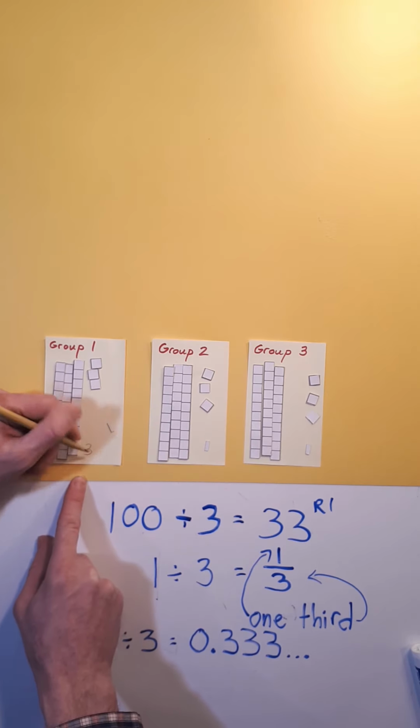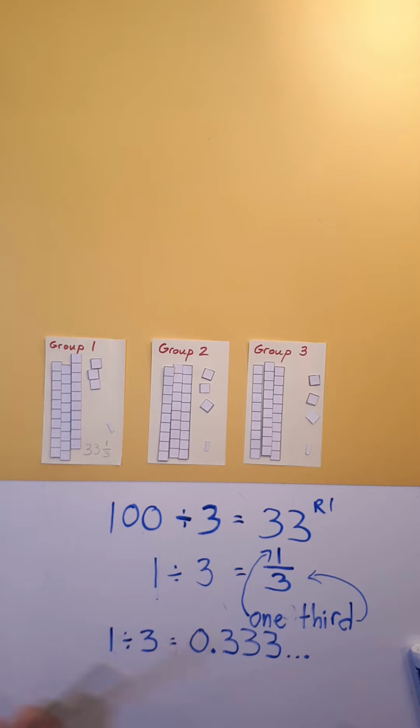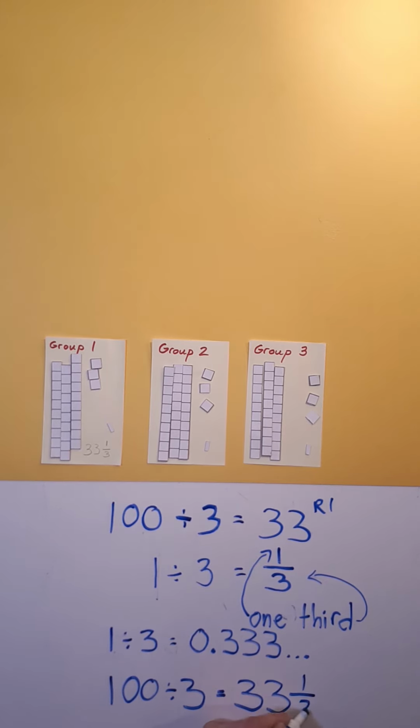So I'm going to write that right here. 33 and 1/3. And in the end, that means that if we go back to this equation, 100 divided by 3 equals 33 and 1/3. And the cool part about this is no remainders. We actually split this up completely evenly between those 3 groups. So I think that's pretty cool.